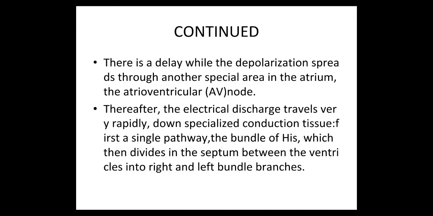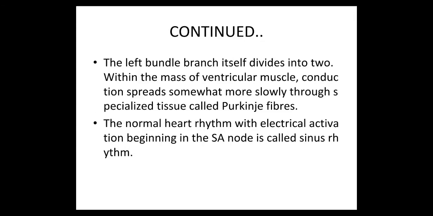So thereafter, the electrical discharge travels very rapidly down specialized conduction tissue. First, a single pathway, the bundle of His, which then divides in the septum between the ventricles into right and left bundle branches. The left bundle branch itself divides into 2. Within the mass of the ventricular muscle, conduction spreads somewhat more slowly through specialized tissue called Purkinje fibers. The normal heart rhythm with electrical activation beginning in the SA node is called a sinus rhythm.